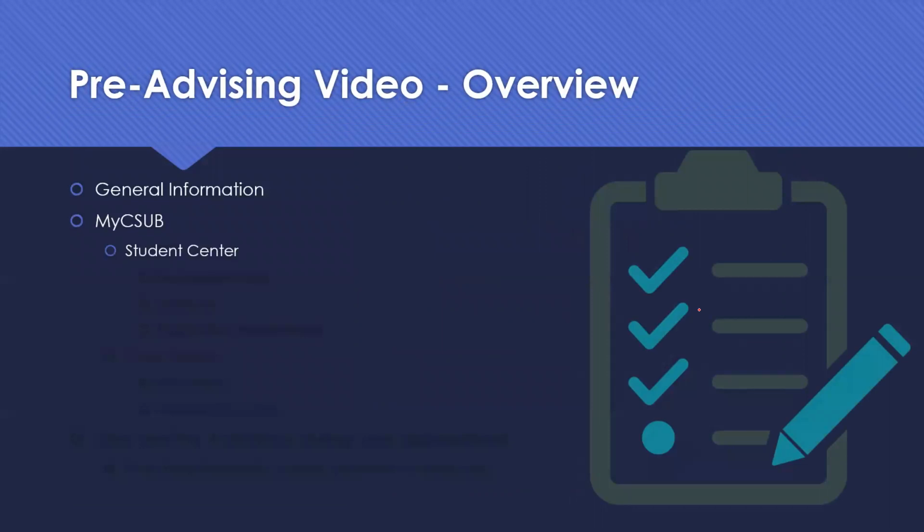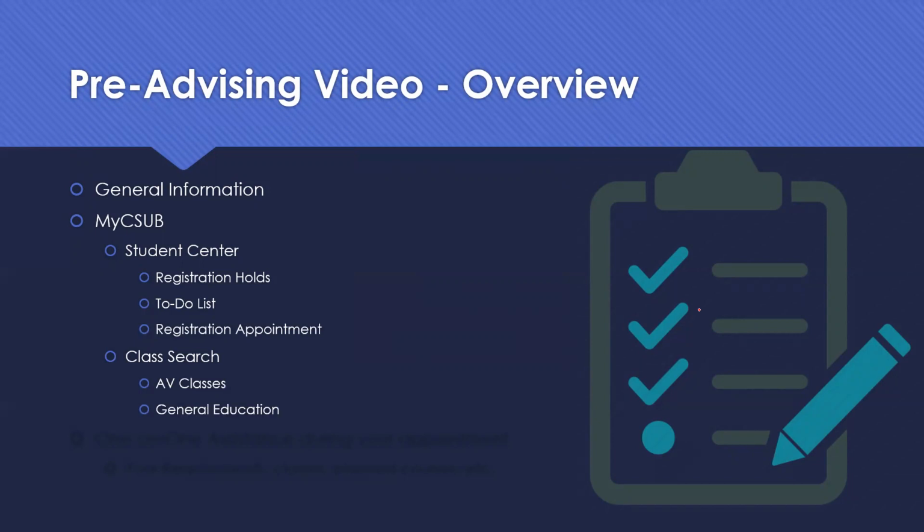What we're going to do today is review a little bit of your student portal. We're going to check out your registration holds, your to-do list, registration appointment. I'm going to give you a quick overview on how to do class searches, specifically for the AV satellite campus, but also how to do searches for your general education requirements.